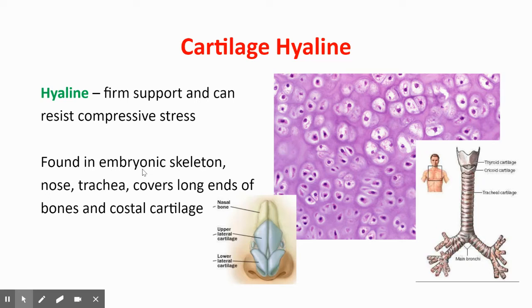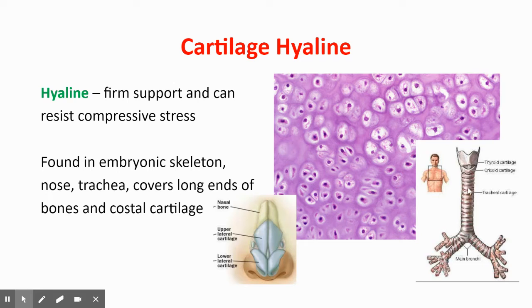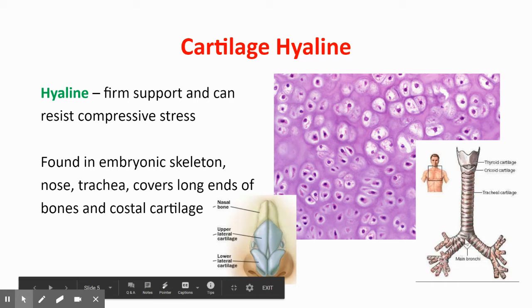Your nose is made out of hyaline cartilage. Your trachea has rings of cartilage. If you're not sure where your trachea is, your trachea leads down to the bronchi, which branch out into your lungs. The trachea has these rings of cartilage, and what the cartilage does is it keeps the trachea from collapsing, so it keeps the trachea open. Obviously, you want to keep the trachea open because that's where the airflow is going to come down in order to get to your lungs.